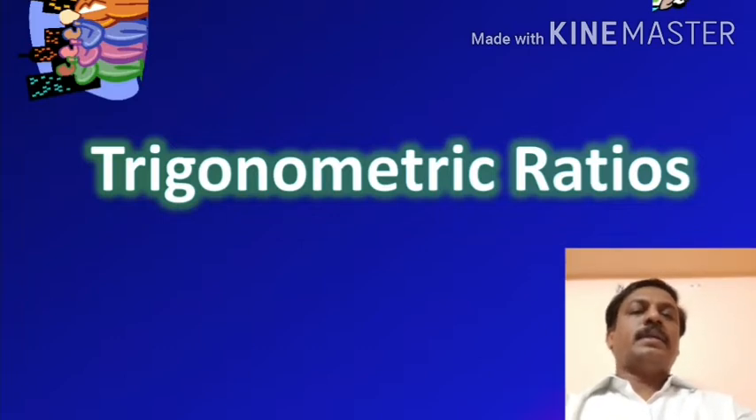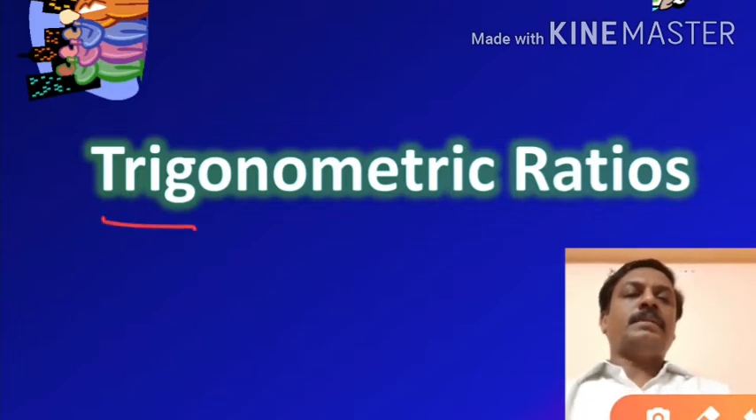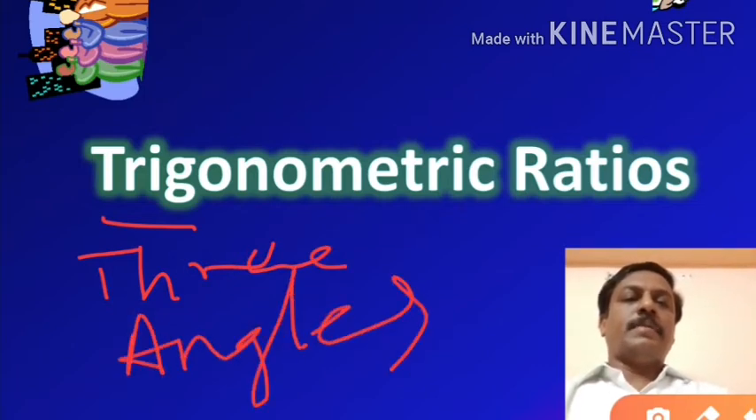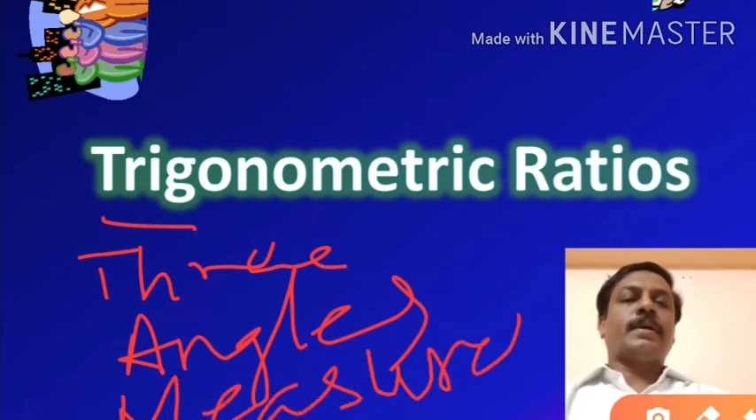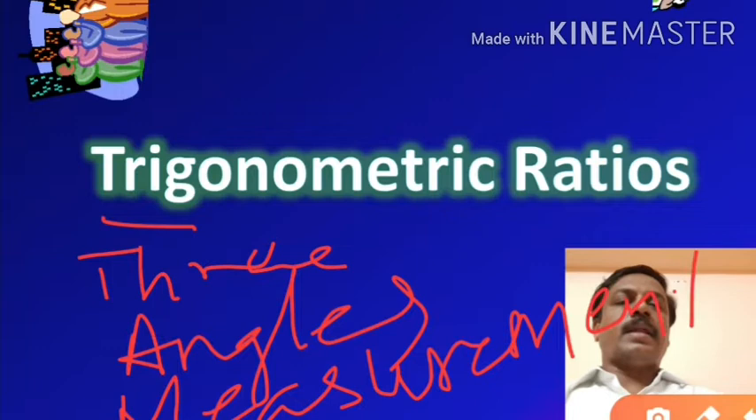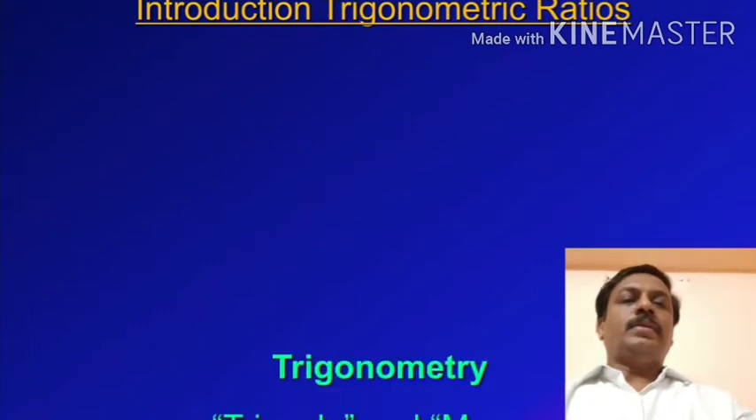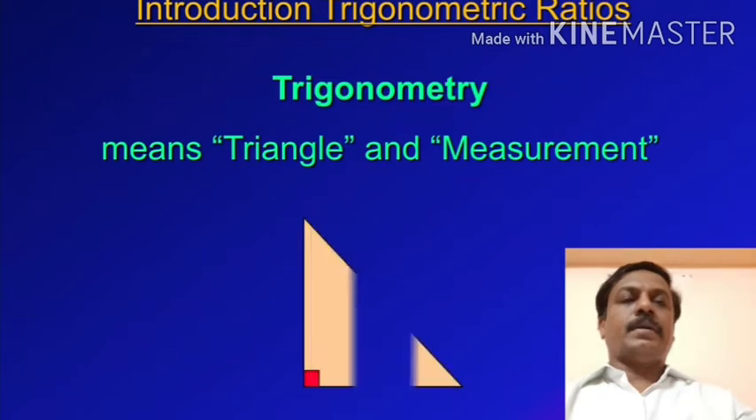Trigonometry means here, this trigonometry. In this, tri means 3, then gono means angles, and metro means measurements. So this becomes triangle measurement. So trigonometry means triangle measurement. Yes, trigonometry means triangle and measurement.